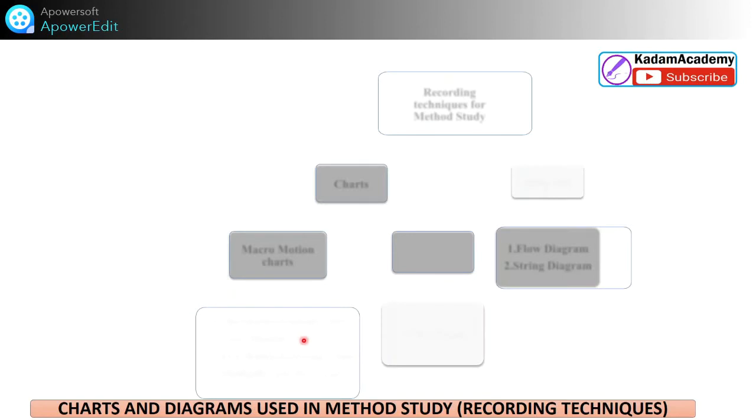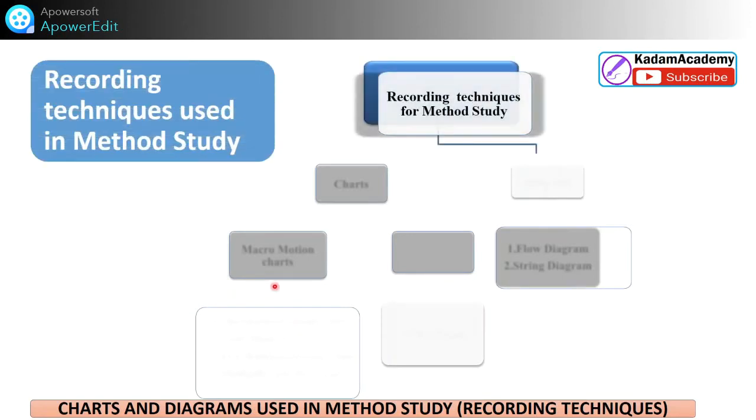So friends, this is a flow chart of the recording techniques used in method study that we are going to study in different videos. First is the charts, and second is the diagrams for recording techniques. These two we are going to study.